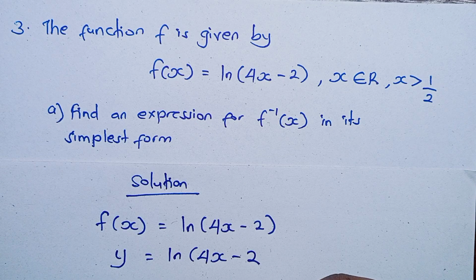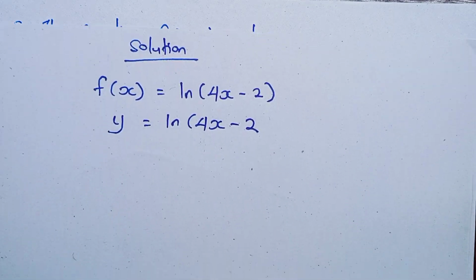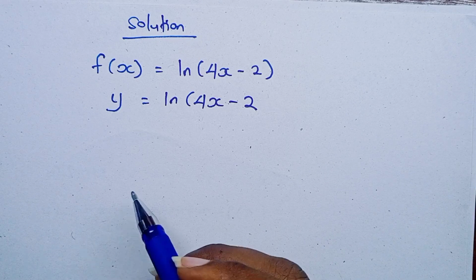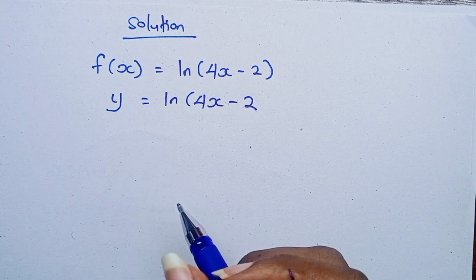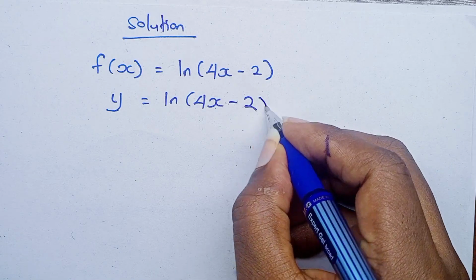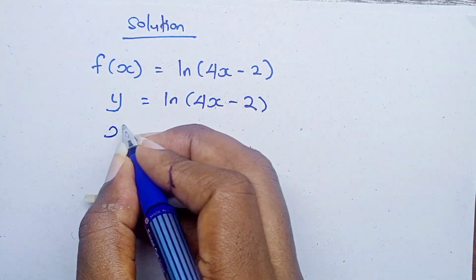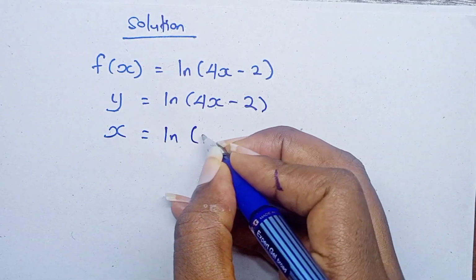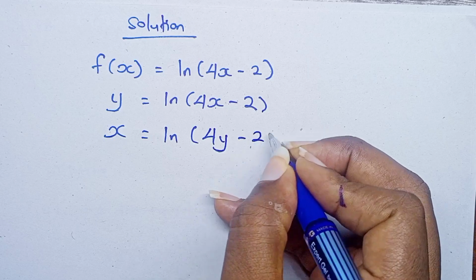Now the next step is we're going to swap x and y in this expression. Where there is y, we put x. Where there is x, we put y. So here we shall have x equals natural log of 4y minus 2.